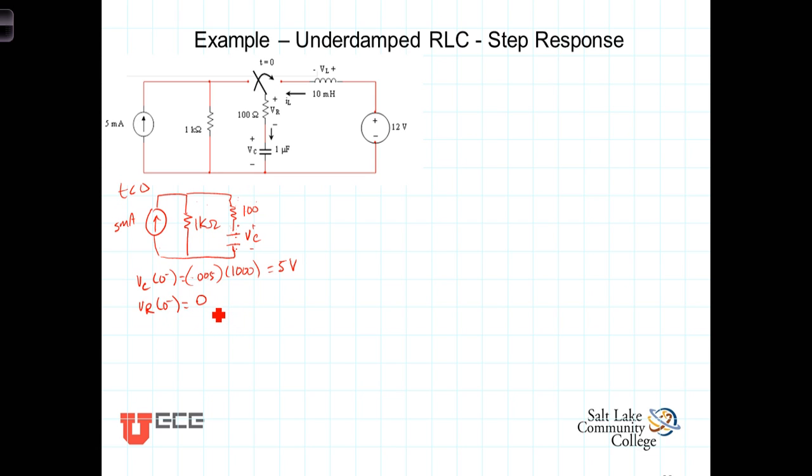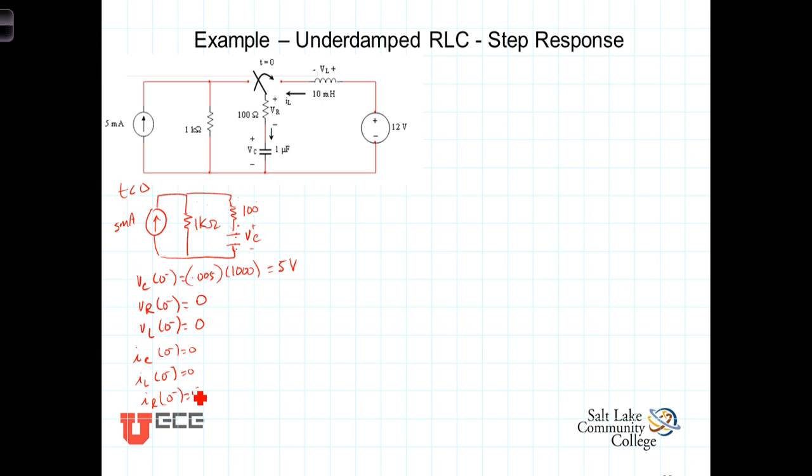And the inductor is just hanging unconnected to anything, so there'd be no current going through it, and there would be no voltage drop across it. So V sub L at 0 minus is also going to be equal to 0. And while we're at it, we might as well write down our observation that because they're going to ultimately be in series with each other, I sub C of 0 minus equals 0, I sub L of 0 minus equals 0, and I sub R of 0 minus equals 0.